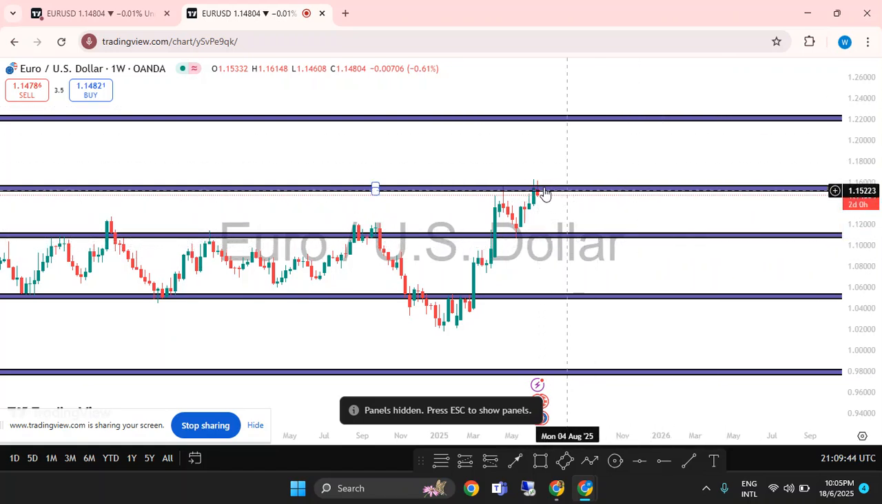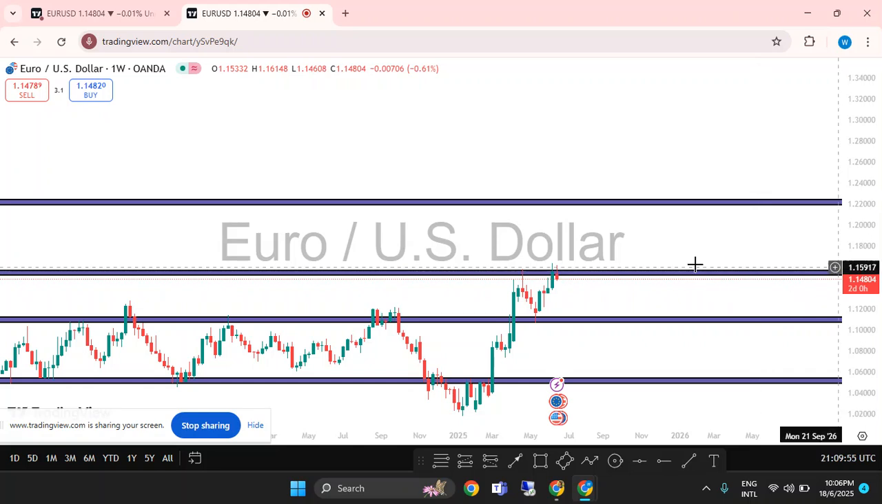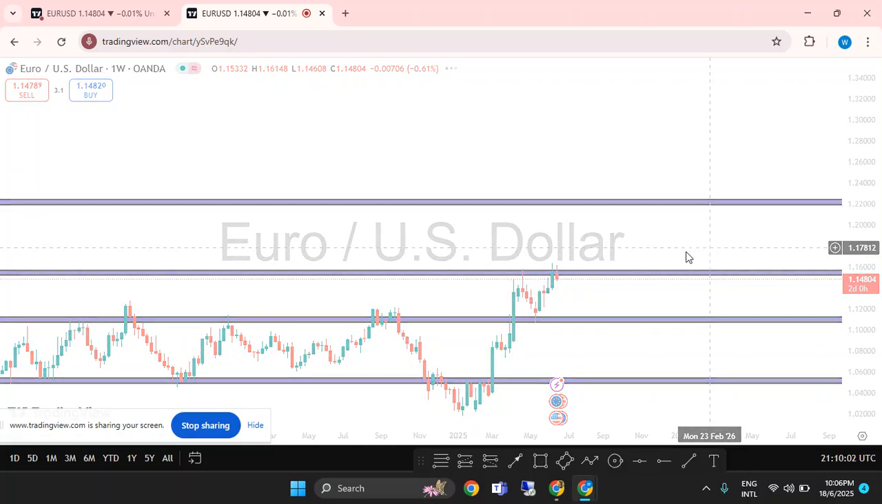It means that once the market breaks and rejects from here, I'm coming here. Once the market breaks this zone, I'm coming here. Once the market breaks this zone, I'm coming here. That's how I trade. So now we've already spotted what we're going to do. Now we're going to go to the daily time frame.